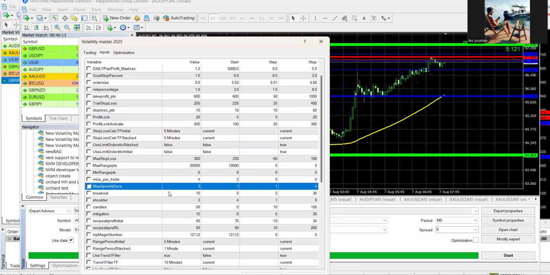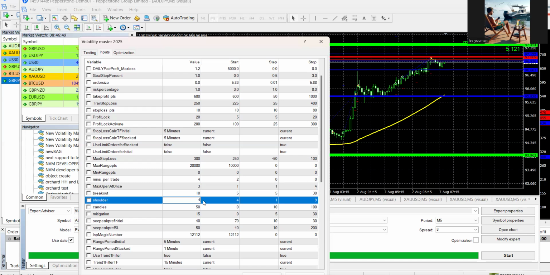So breakout's pretty simple. It's set at 10, and that's simply if the market needs to go 10 points above that range before it registers that as a breakout, and then it can potentially be the last criteria required before it places that trade. So the breakout is 10.